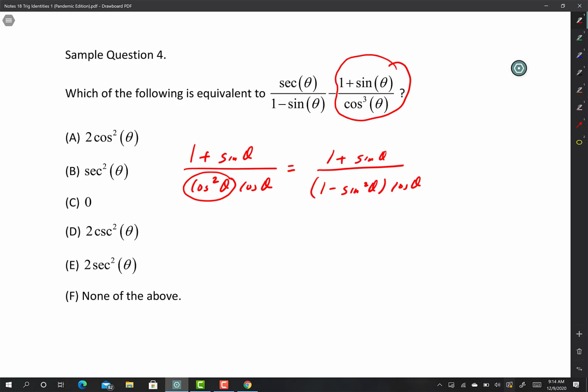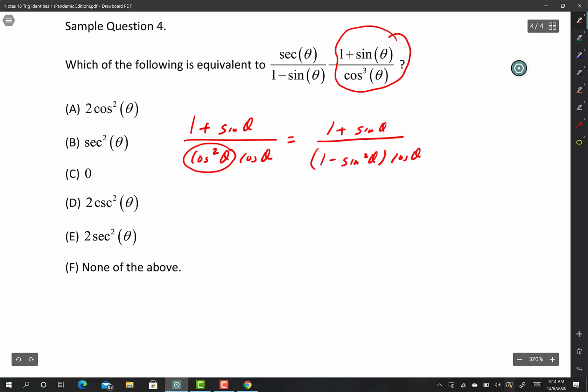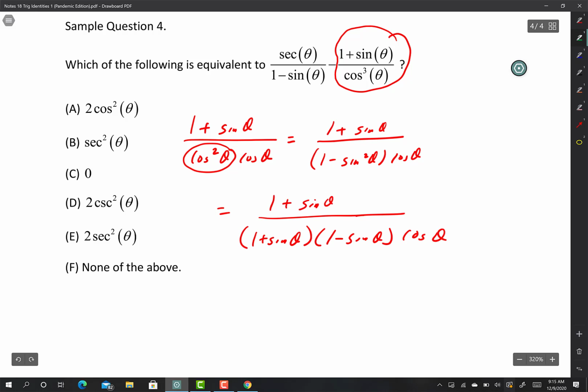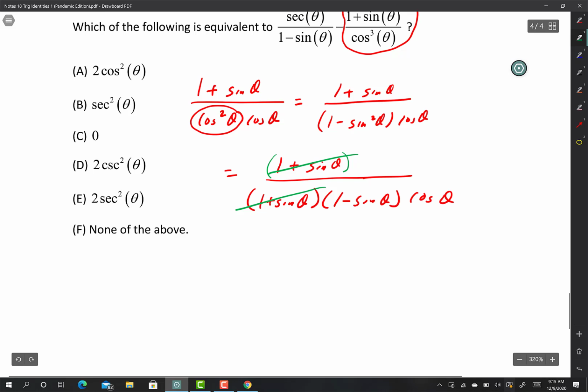And now that I have that, I see a 1 plus sine theta on the top, and I realize, hey, the 1 minus sine squared, that's the difference of squares. So I'm going to write 1 plus sine theta, and on the bottom, I'm going to write 1 plus sine theta, 1 minus sine theta. And I still have that cosine theta here on the side. So notice, I have a 1 plus sine theta on the top. I have a 1 plus sine theta on the bottom. Those cancel out. Now I just have 1 minus sine theta cosine theta. So I'm going to write that part right here.